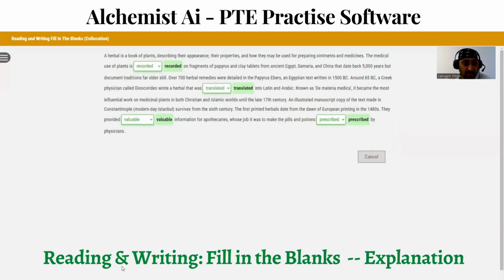There you go. So good luck with this and do this question very carefully. All right. I hope this helps. Read the collocation question properly. It makes a big difference. Best of luck, guys, and read it carefully.